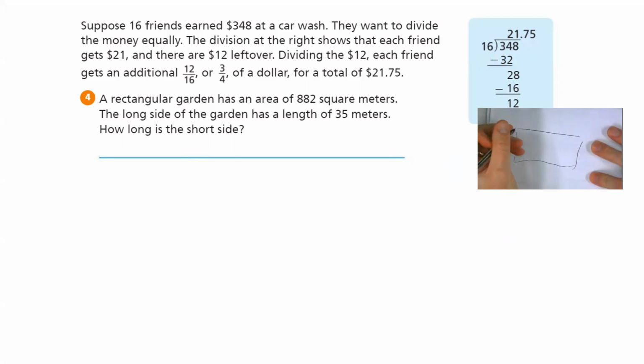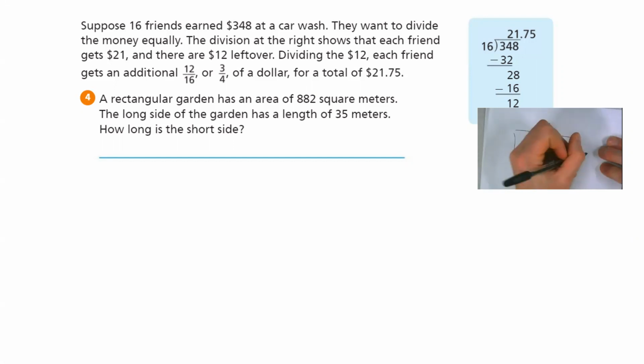We have the area already found out. And then we have one of the sides. The long side is 35. But we do not know the short side.